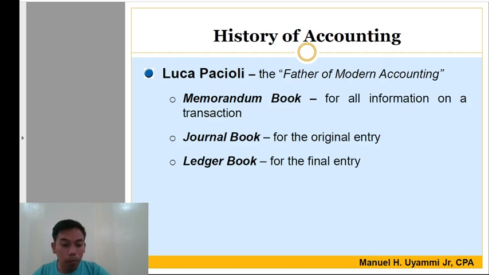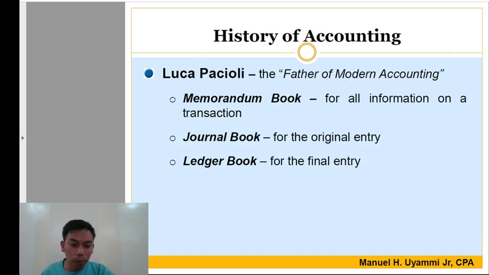And after na na-publish yung book niya, ginagamit na karamihan ng mga businesses ang double entry system. And doon sa book niya, sa Summa de Arithmetica, may three important books of record or accounting books na in-specify niya. You have the memorandum book, that is a book for all information about the transaction. So, nire-record doon sa memorandum book. And doon sa journal book, the book for original entry.